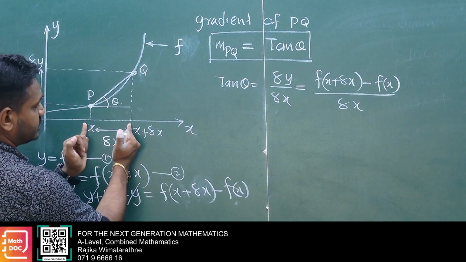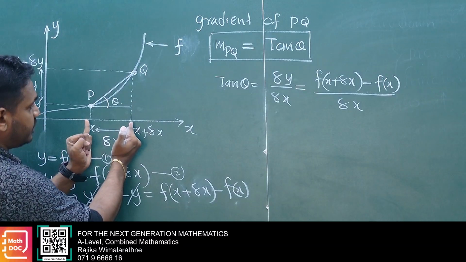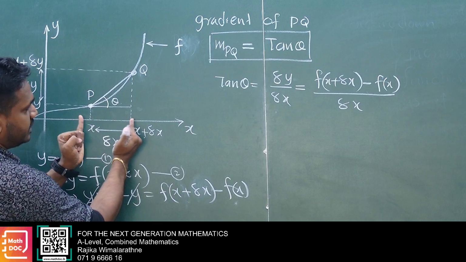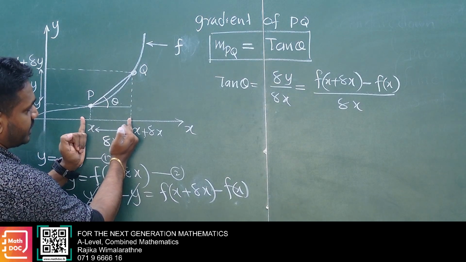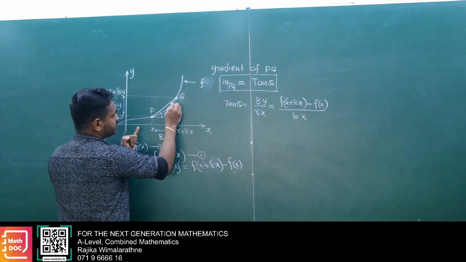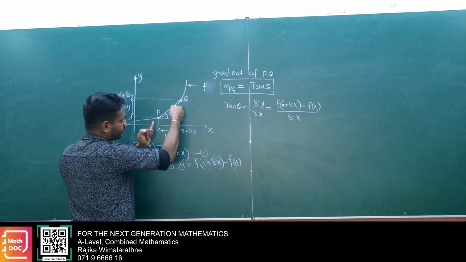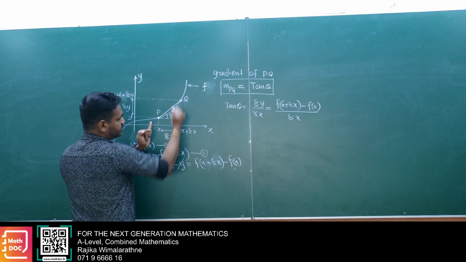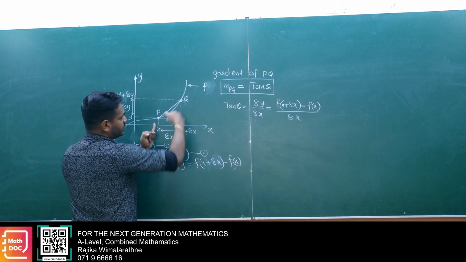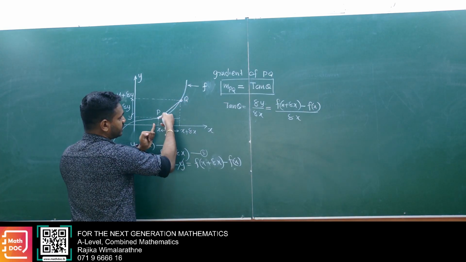Now I'm going to do this one. Here delta x has some value there, no? So if I decrease this delta x value, it goes like this. Now here delta x, then you move this way. Therefore, this Q point moves along this curve towards P, no? So as delta x goes to 0, the Q point goes towards P.